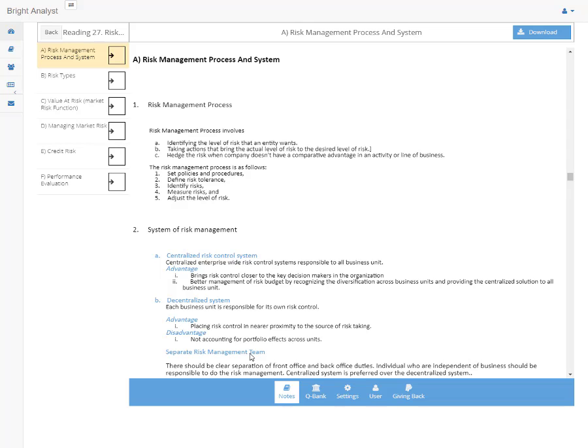In many cases, a hybrid system is followed, both centralized and decentralized at various trading desks. However, certain people do prefer the centralized system over the decentralized system because the common risk functions can be centralized at one place.